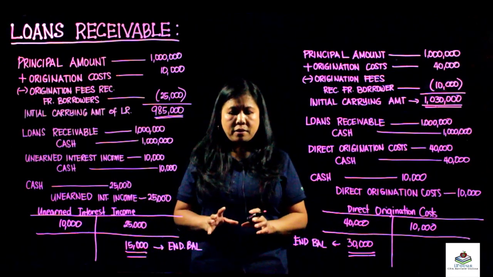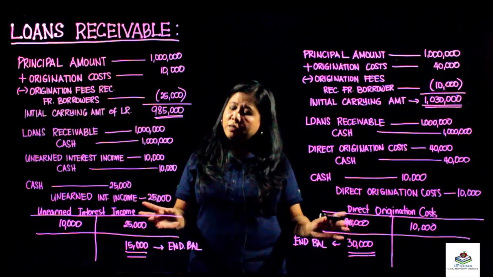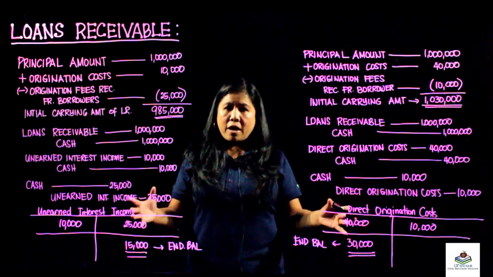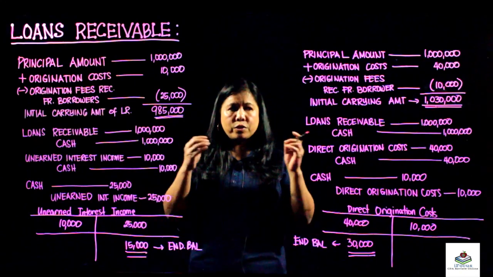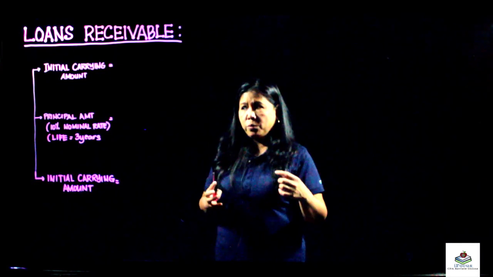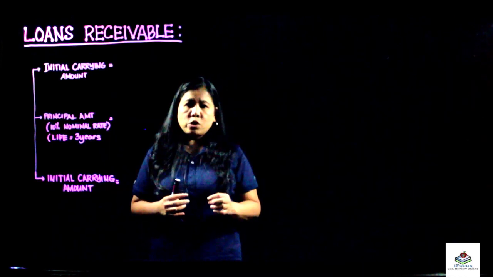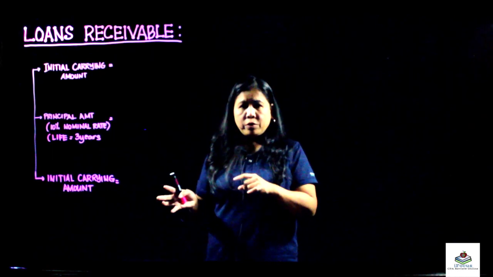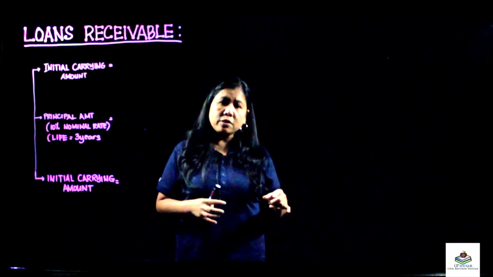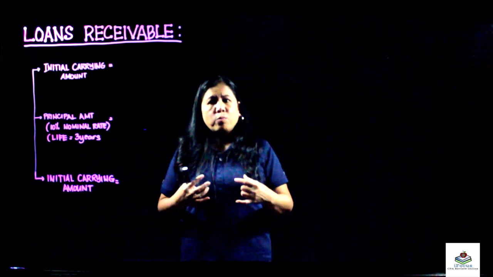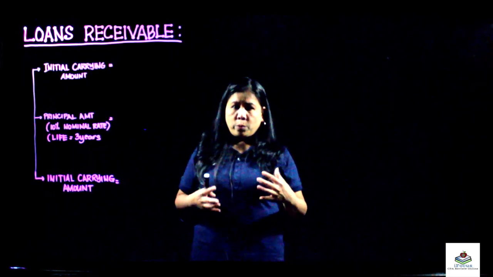All right. So how do we present this direct origination cost or our unearned interest income in our financial statement? And what do we do with these two accounts? We will amortize these two accounts over the life of the loans receivable. Before we get into the amortization of the two accounts, the direct origination cost and the unearned interest income, let me give you an overview of these two accounts.